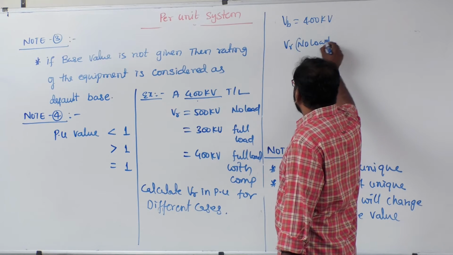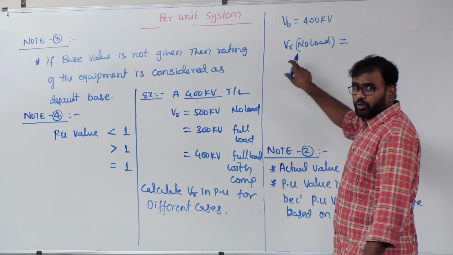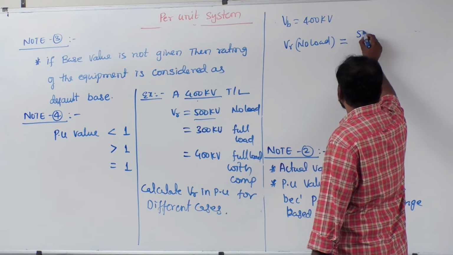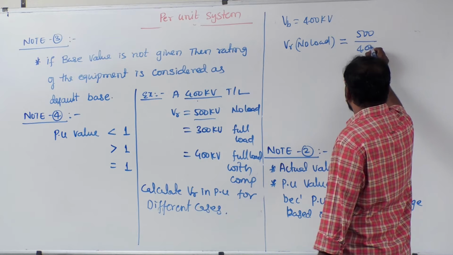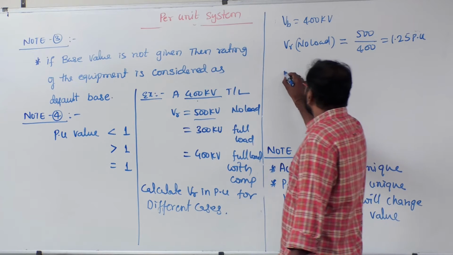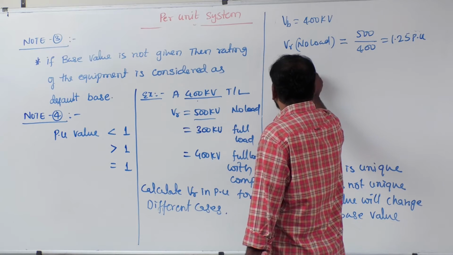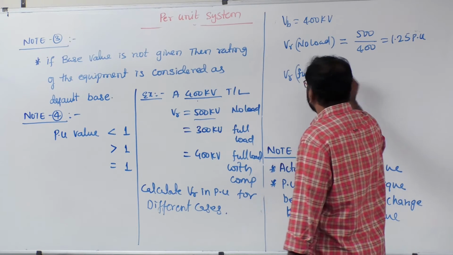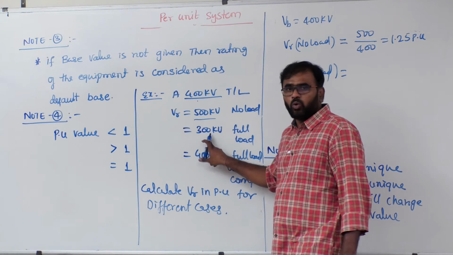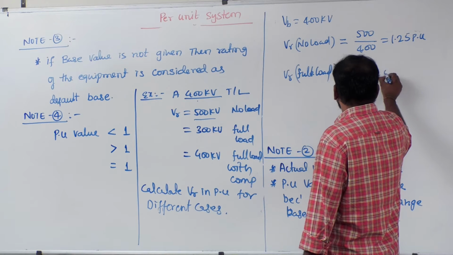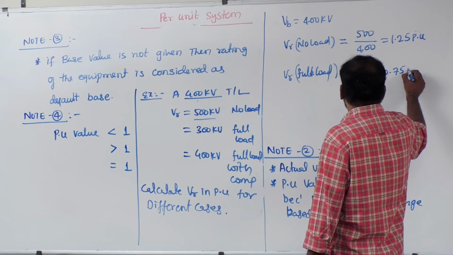Tell me, what is VR under no load? In per unit form I am writing, sir. Actual by base. What is actual? 500. And what is base? 400. And the answer is 1.25 per unit. Clear? Now tell me, what is VR under full load? VR under full load is 300 kV. Okay. But what is the base? 400 kV. So we get 0.75 per unit.